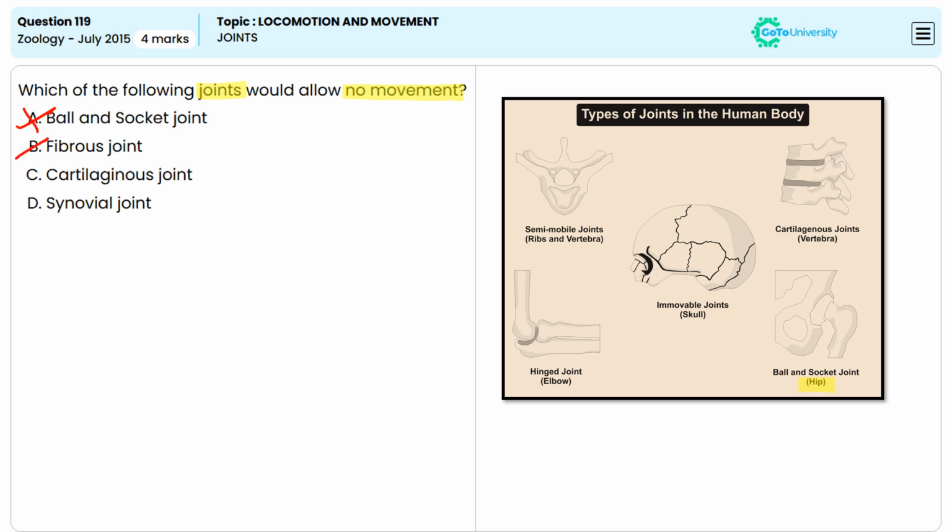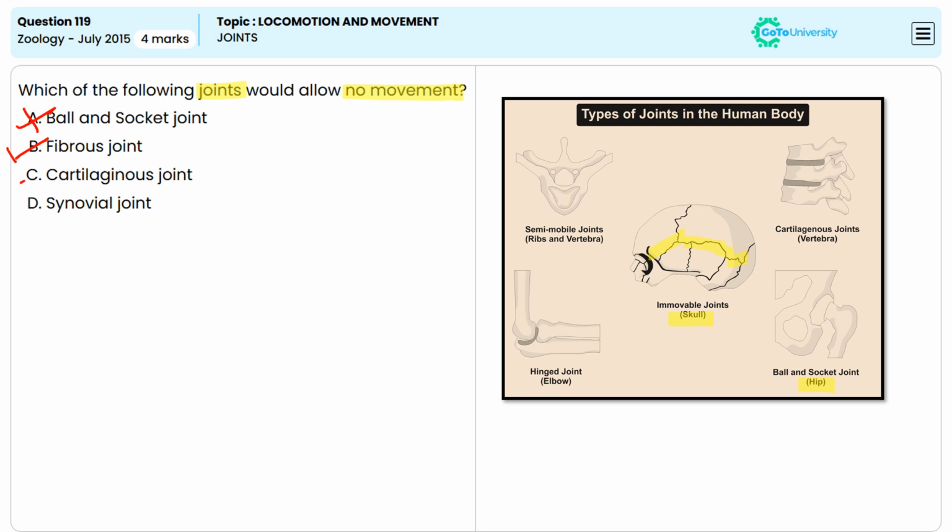Option B, fibrous joint. Fibrous joints are connected by dense fibrous connective tissue and allow little to no movement. They include structures like the skull, which do not permit any movement once they are fully formed. So here the answer will be option B, fibrous joint, which would allow no movement.